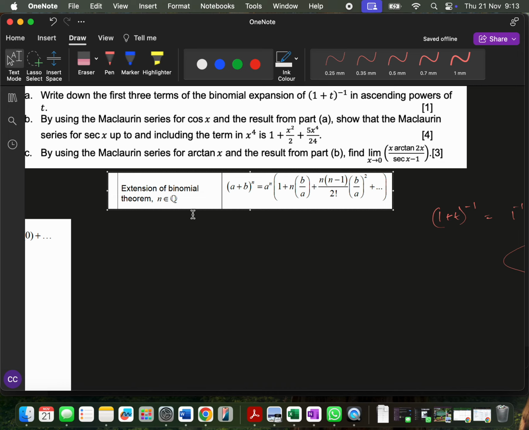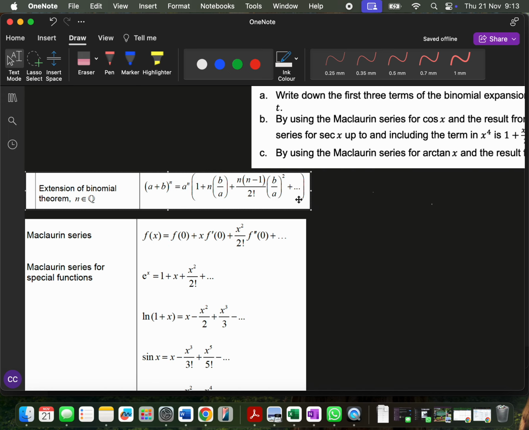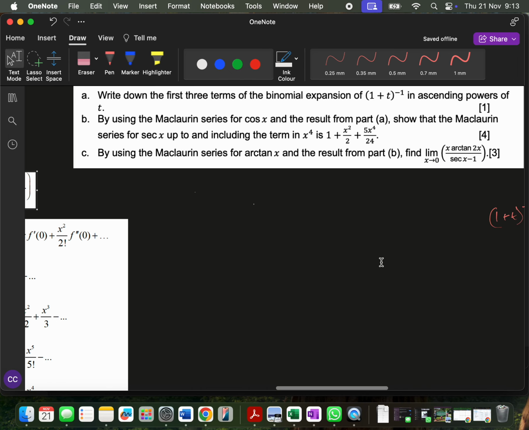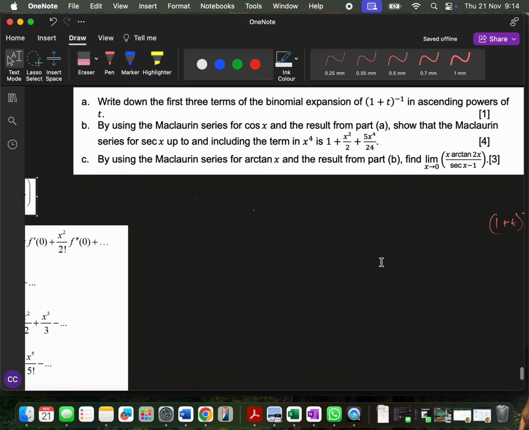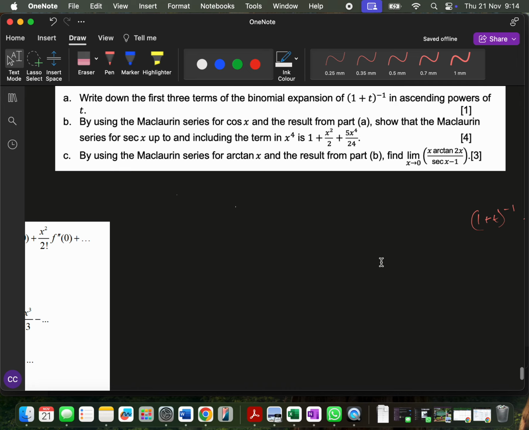The next part of the question is we need to use a Maclaurin series for cosine x and the result from part A to show that the Maclaurin series for secant x up to and including the term blah is blah. Okay, this is where it gets a little bit tricky because I'm using this, 1 minus t plus t squared, and that is (1 plus t) to the negative 1.